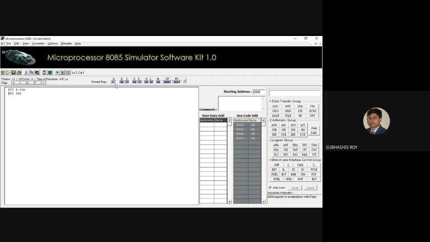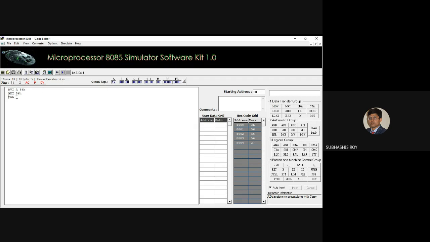So this is not a decimal number. I have to use some instruction to convert this number into a decimal number, and that is the DAA instruction. What I am getting is 12, and I am getting carry. So carry means 1, and here is 12: 1, 1, 2.